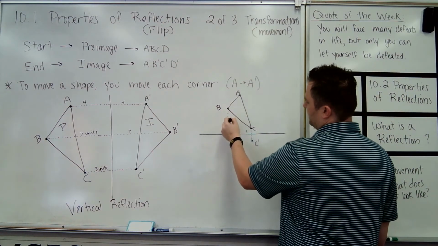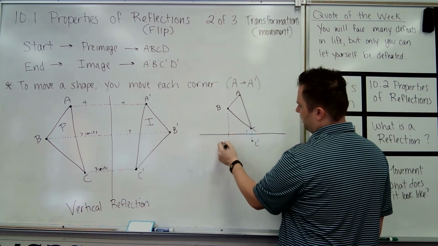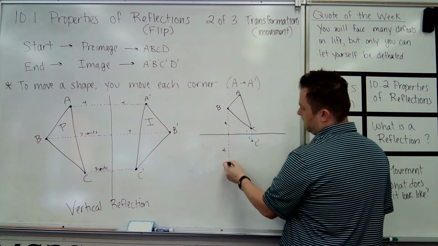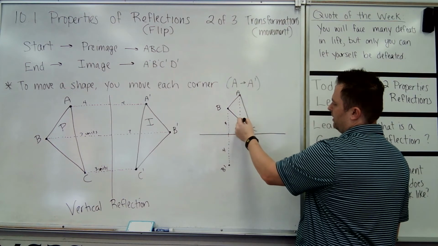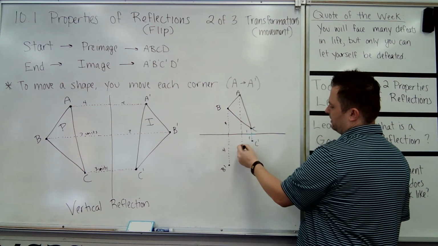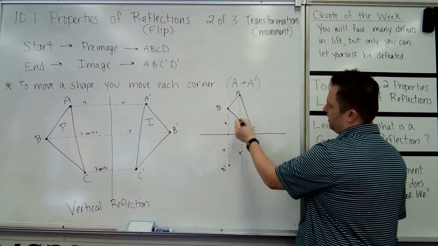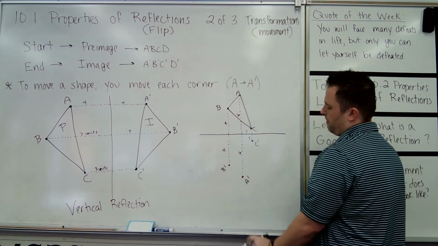B, we'll say, is about 4, and we'll count 4 onto the other side. So if this is 4, this is also 4. And this will be B prime. And lastly, we'll count down A. We'll say A is like 6, which means we'll count down 6 here. This is a 6. This is a 6. And this will become A prime.